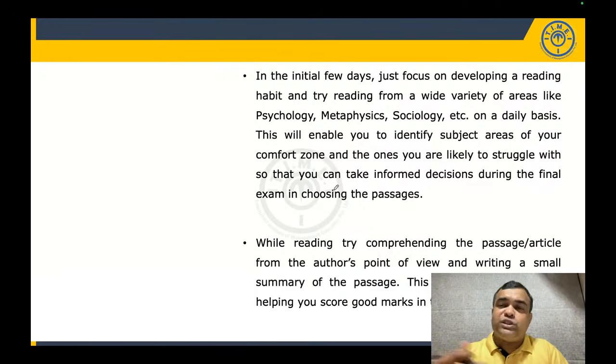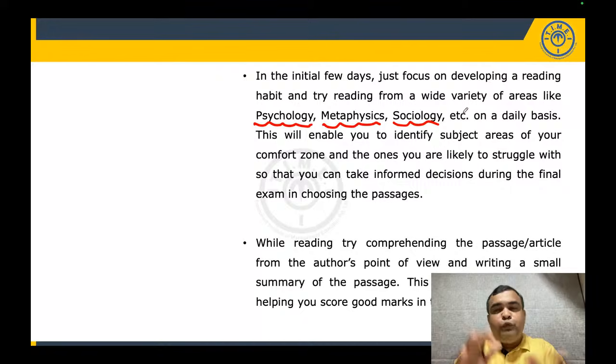So make sure that you start reading a variety of areas, like psychology passages, metaphysics passages, sociology. Various styles of passages you start reading. When you start reading these different types of passages, you'll realize which types you are comfortable with, what is your comfort zone. That will help you when you have to choose only 2 or 3 out of 4 passages. That will help you make the decision: a psychology passage I'm not so comfortable with, but sociology passages I'm okay with. So you attempt those kinds of passages in the exam.